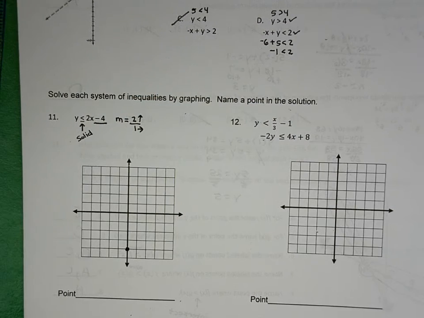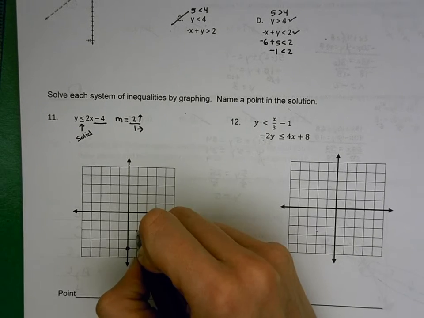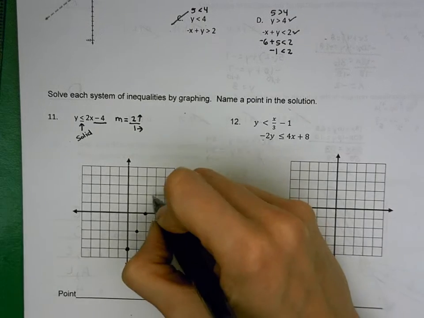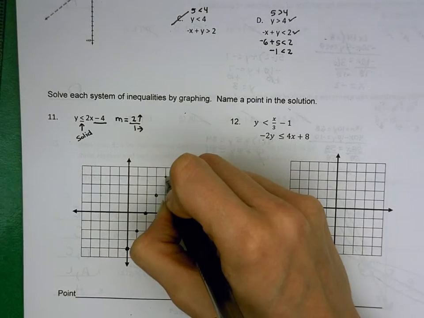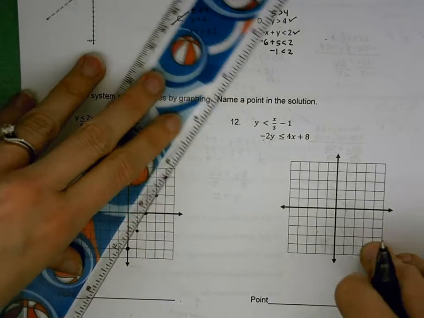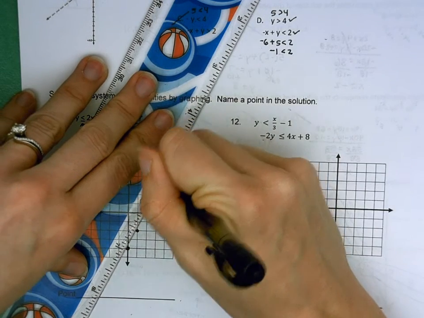Okay, so here we go. Let's go up 2 and right 1. Up 2 and right 1. Up 2, right 1. Up 2, right 1. And we've got there our line. Remember, solid, not dashed, because we've got that equals.